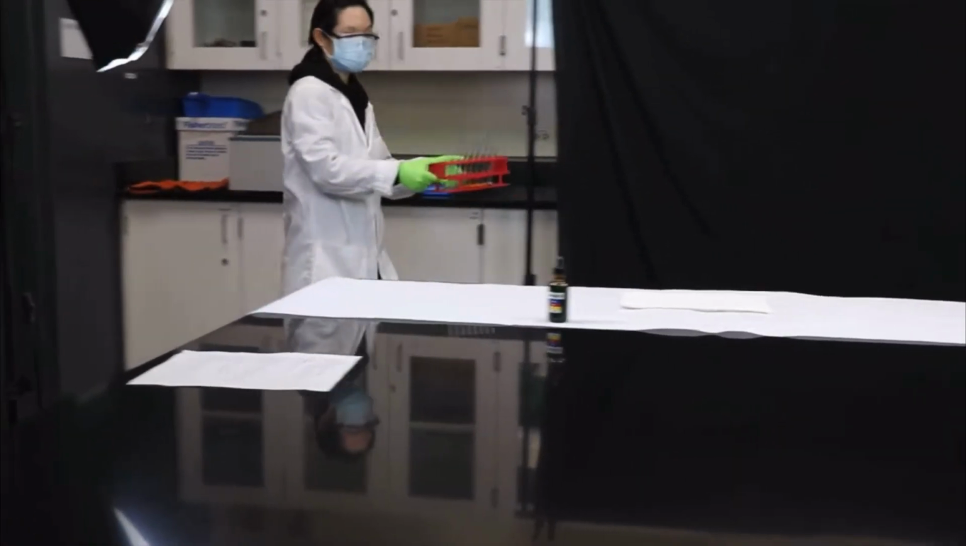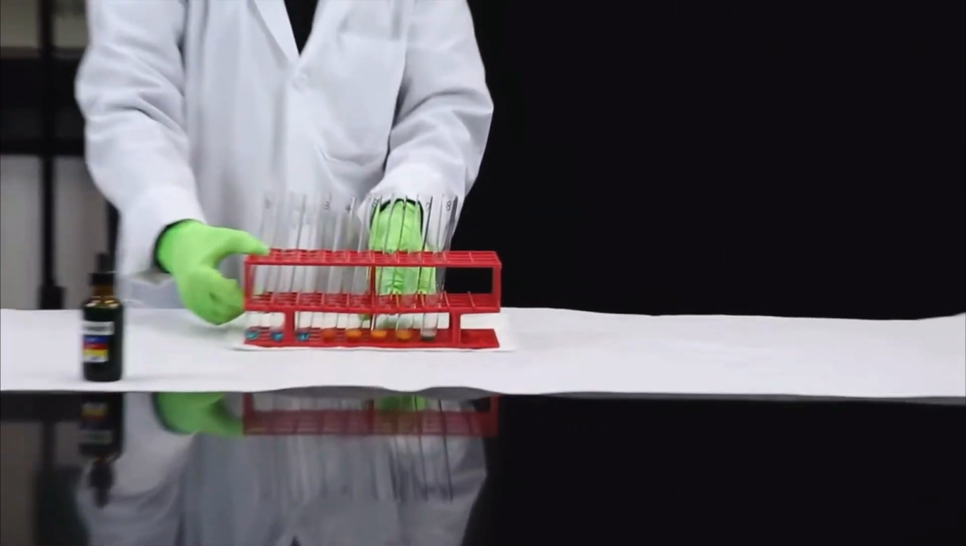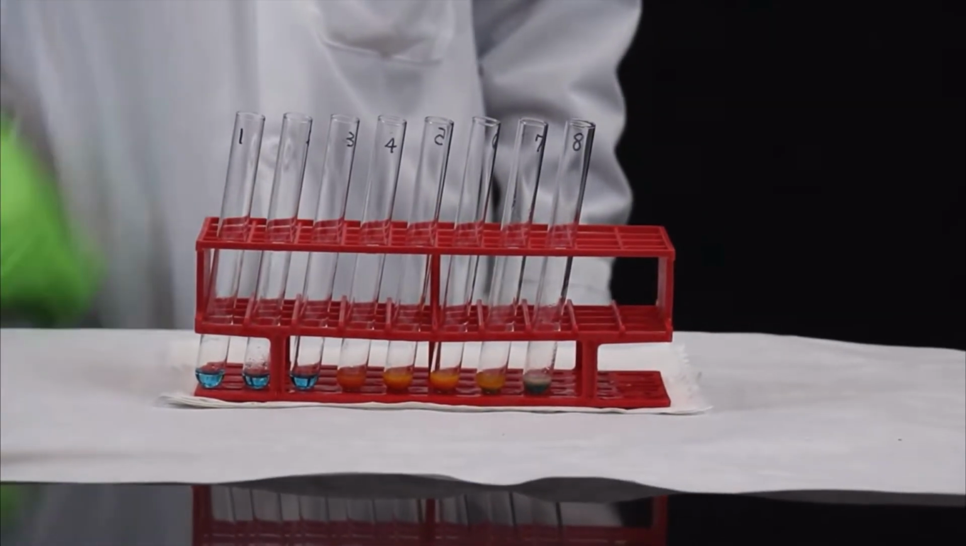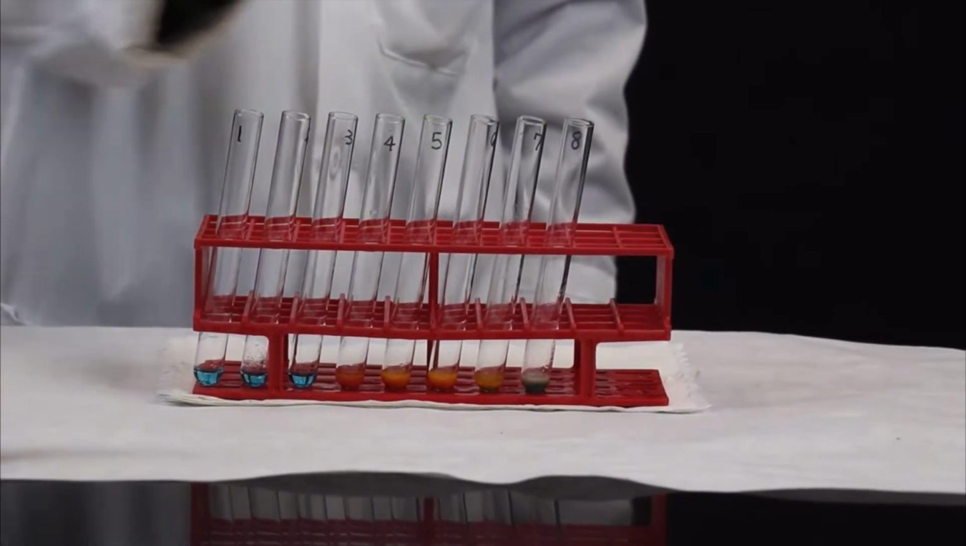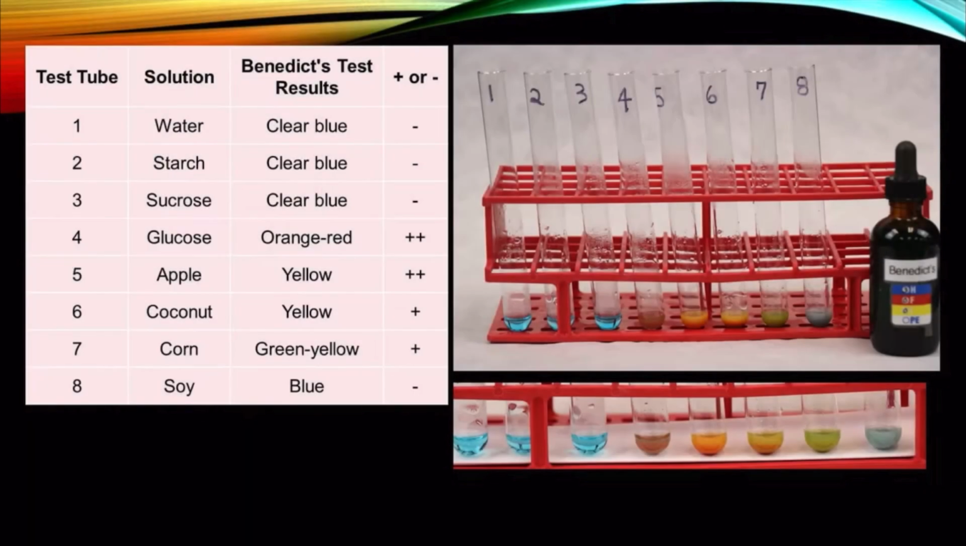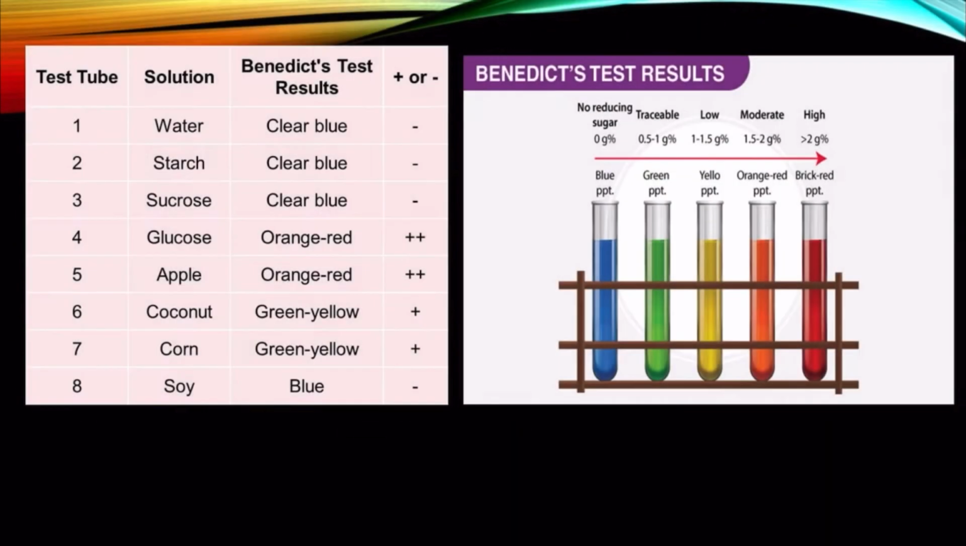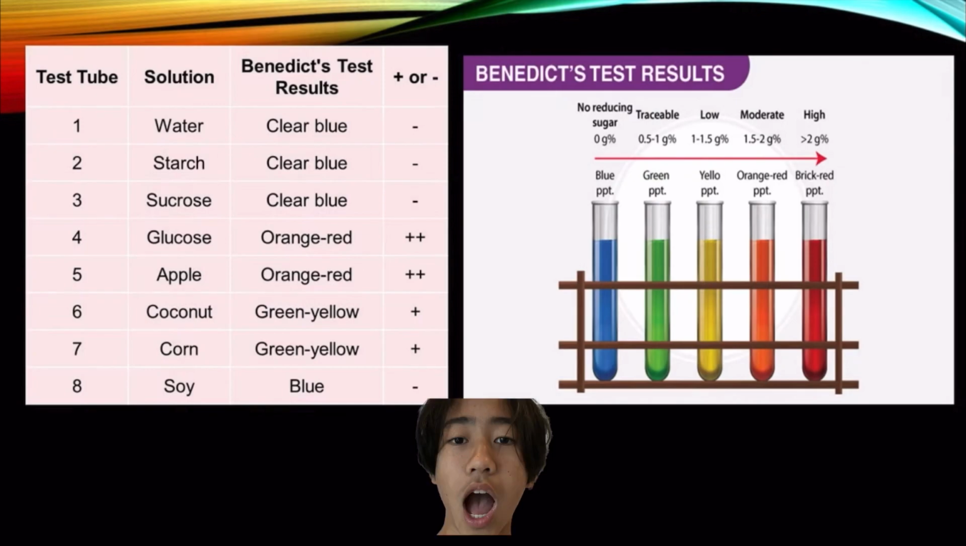And then, it's time to record your results. Clear blue means the absence of reducing sugars. The green-yellow means low levels of those reducing sugars. Here is a great way to visualize the results of this person's experiment. Go ahead and try it at home. It's pretty cool. Alright, that's it for carbs.